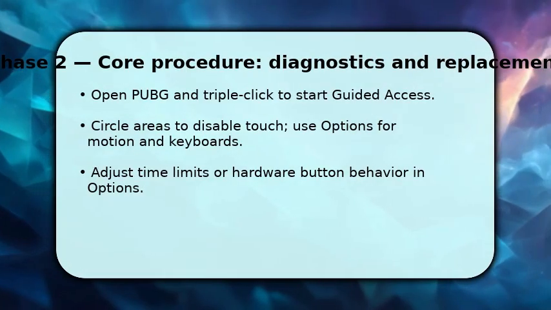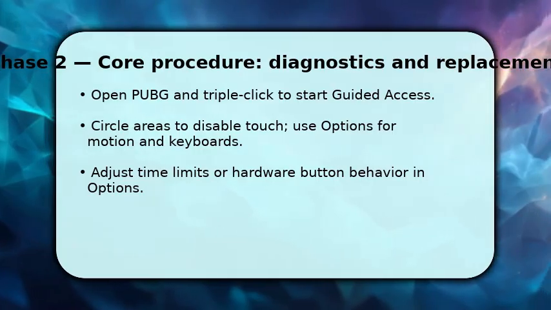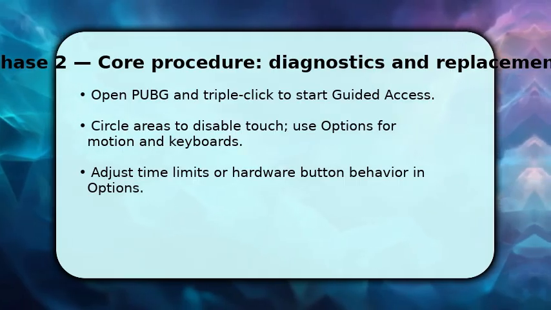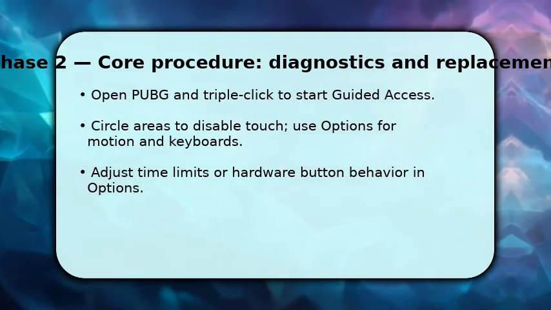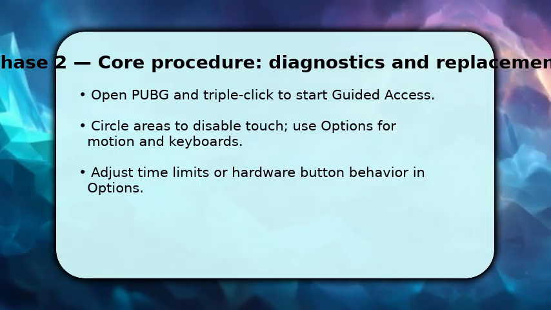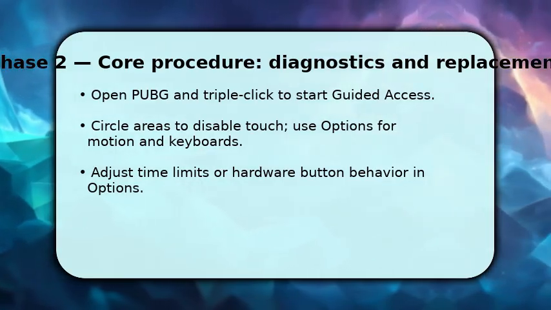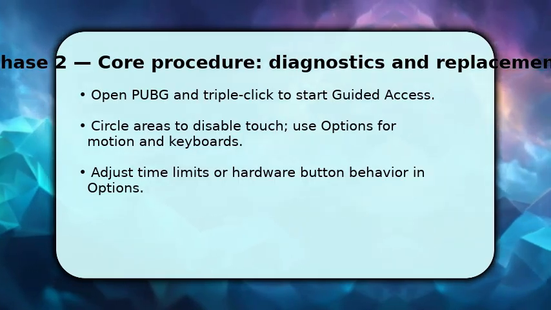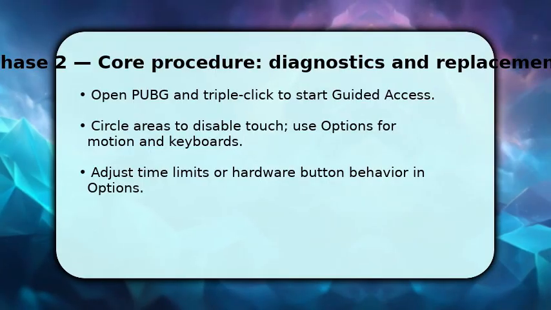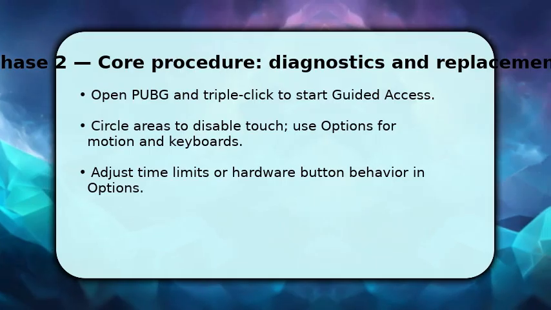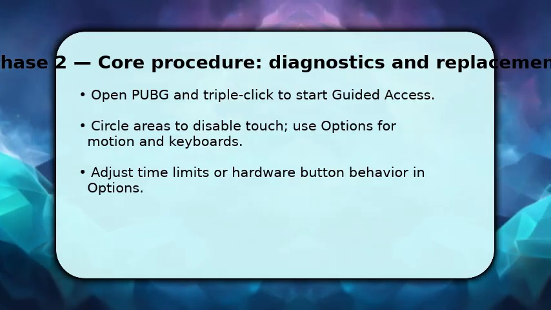You launch PubG, then triple-click the Home or Side button to enter Guided Access. This is where you control input precisely. Once in, draw around screen regions to block accidental taps, for example, the minimap or chat icons, and tap options to disable motion, touch, or the on-screen keyboard if needed. Also, configure time limits or button behavior to stop the sleep button or volume from interrupting gameplay. Tailoring these options keeps your session stable and focused.